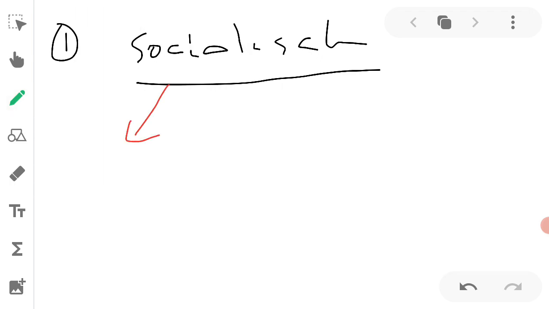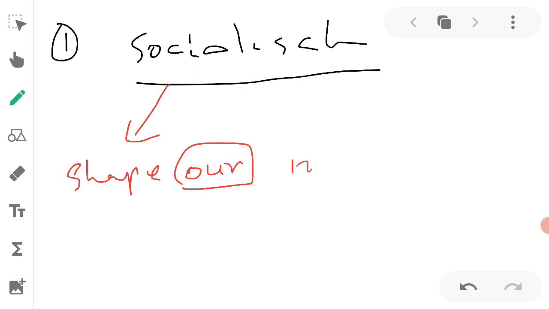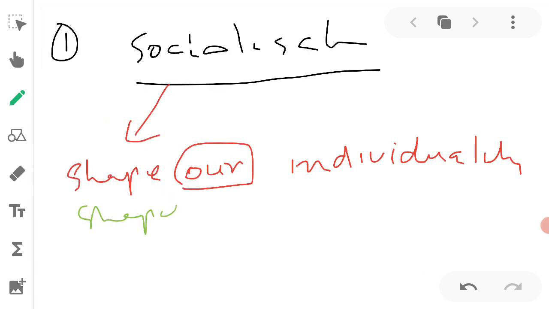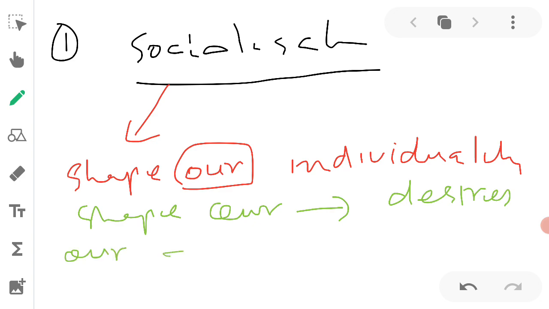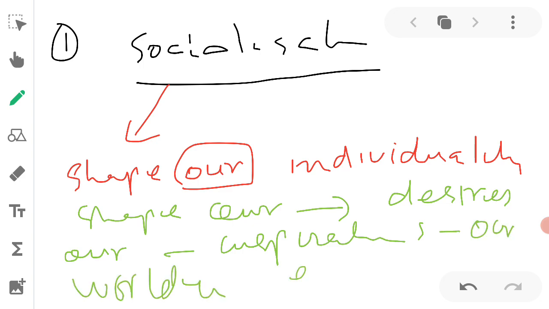Different people are determined or shaped differently by this socialization, and that's where our individuality shines. Our differences shine. So socialization doesn't mean that we don't have individual freedom, because socialization itself presupposes that within that individual freedom, socialization shapes our individuality, shapes our desires, our inspirations, our worldview, etc.